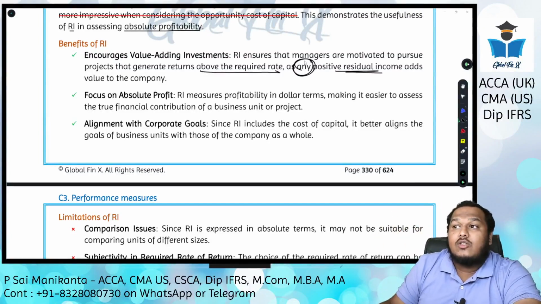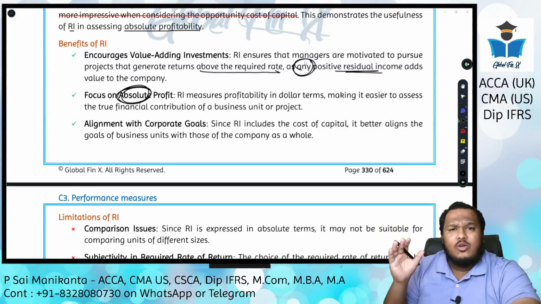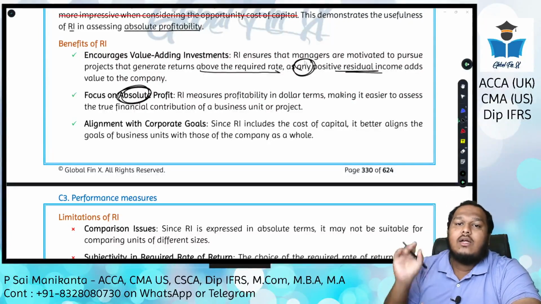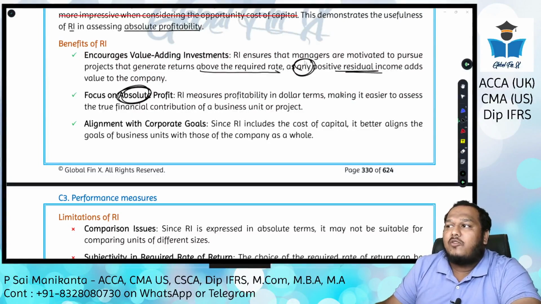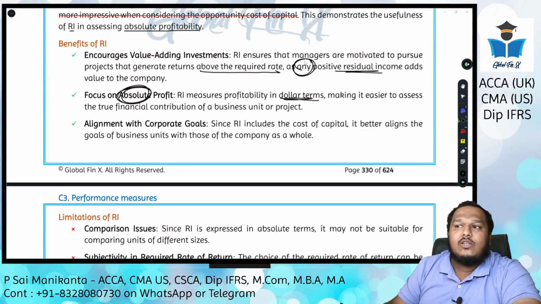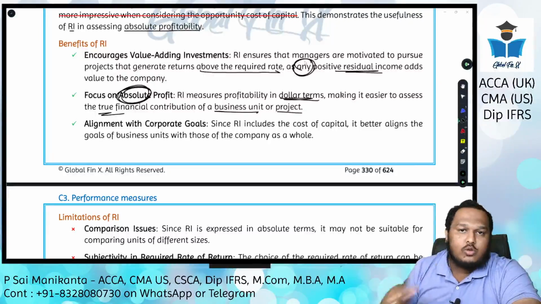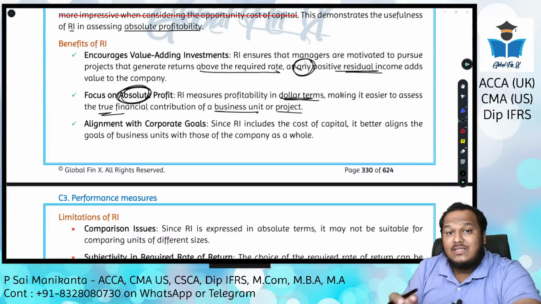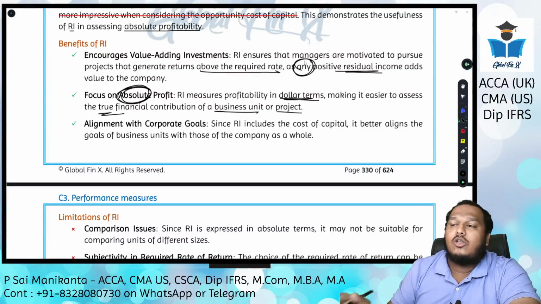And it focuses on absolute profit. We do not worry about a percentage number here. We look at the actual dollar values. So RI measures profitability in dollar terms, making it easier to assess the true financial contribution of a business unit or a project to the overall business. How much is each unit contributing to the overall business in dollar terms? Tell me the actual dollar value.